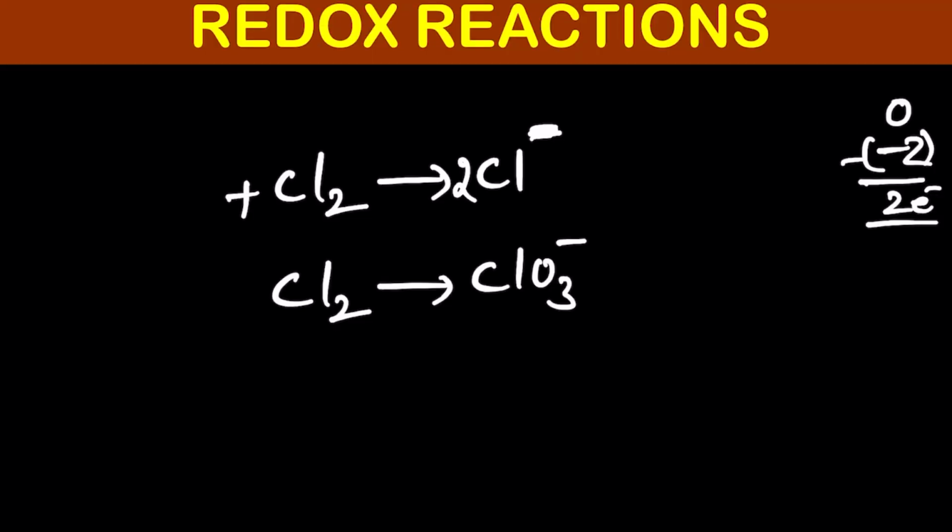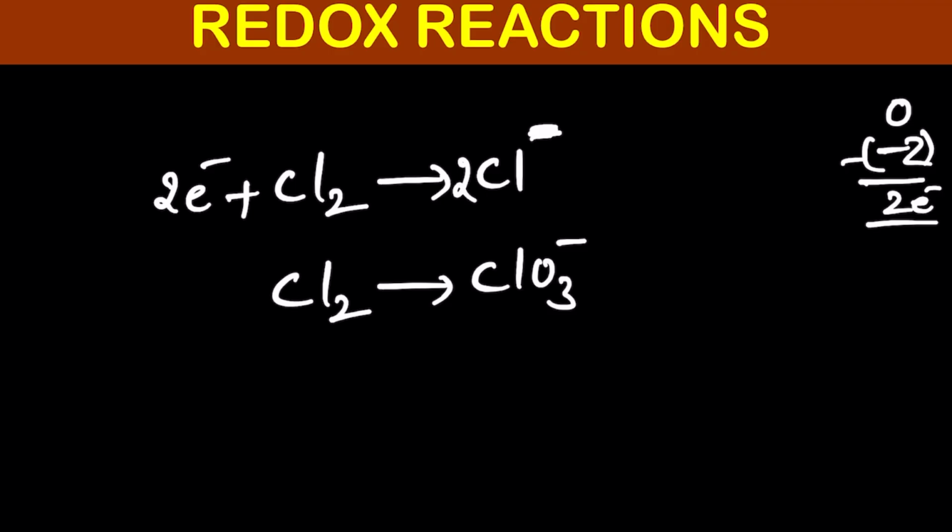Now where should I add those 2 electrons? I should add those 2 electrons to the side where there is an electron deficiency, because there is 2 negative charge on the product side. If I add 2 electrons on the reactant side, now the charge on the reactant and product become the same. 2 negative on the reactant side, 2 negative on the product side.